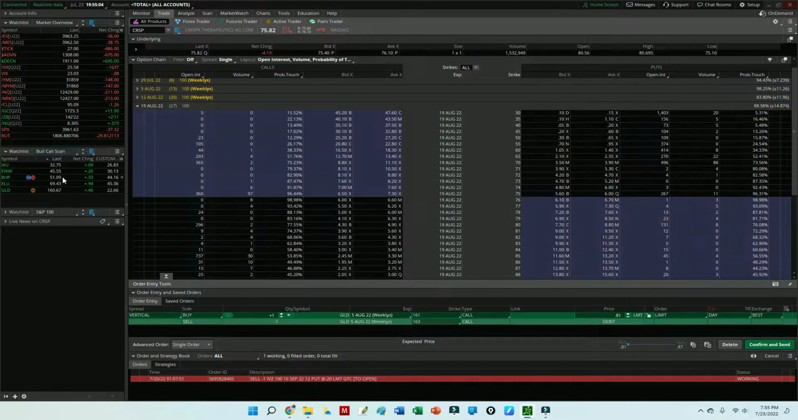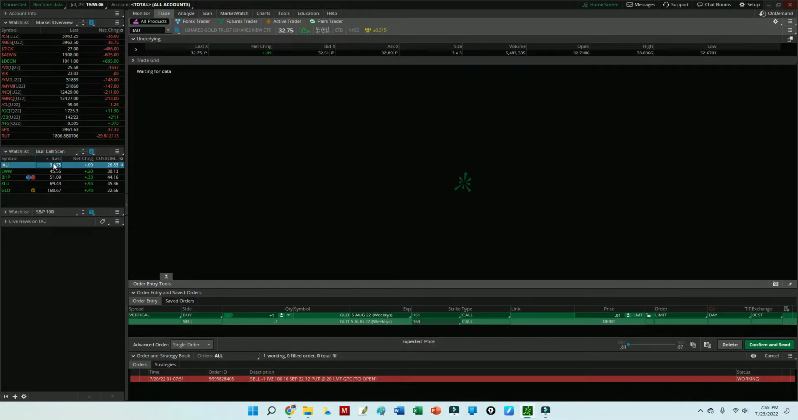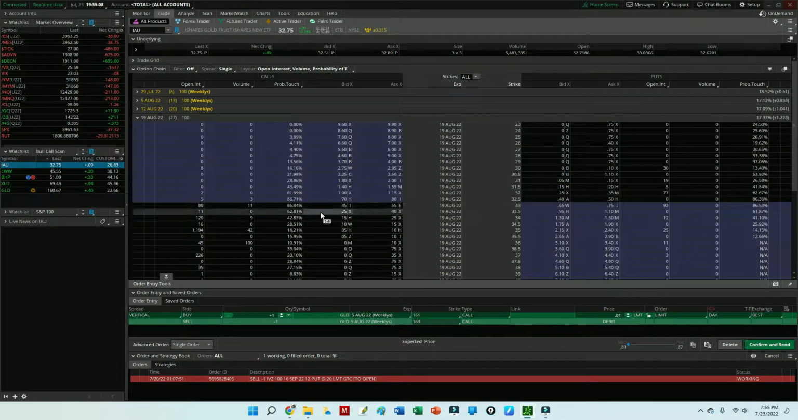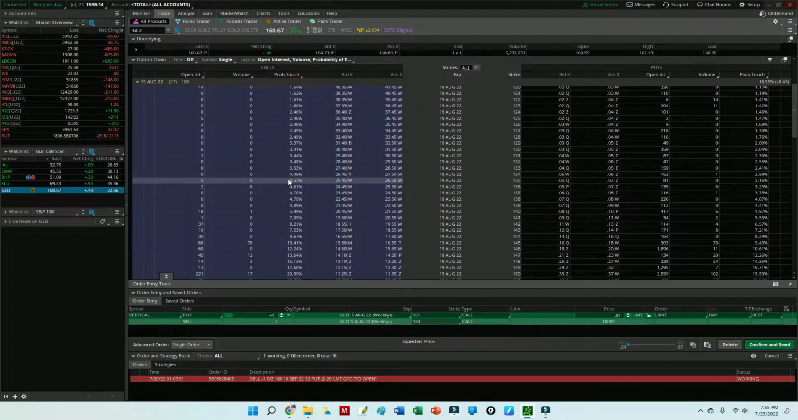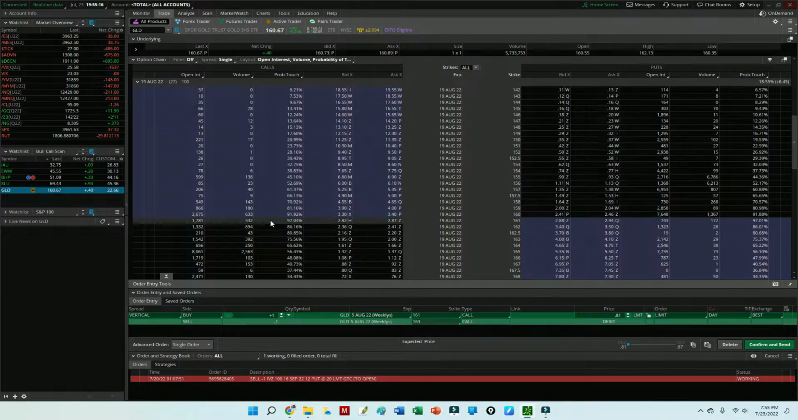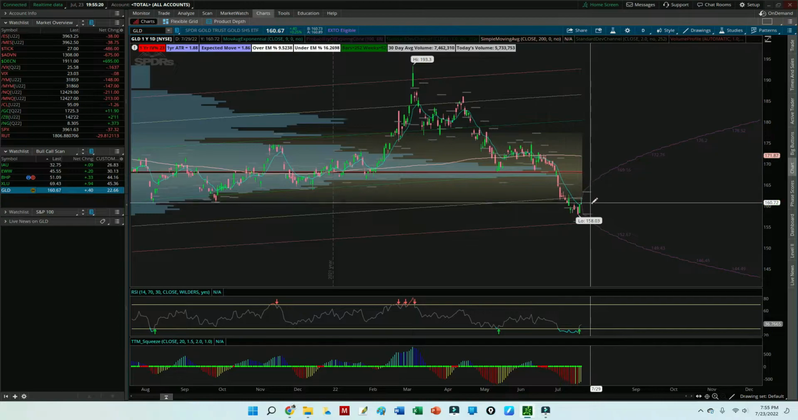And then I came to the bull call scan, and I took a look at each one of these. Again, open interest and liquidity was just a little bit low on all of them. But of course, GLD being an ETF tracking the gold market, it's very liquid and it's got a pretty good bid-ask spread. So I went and took a look at the chart.